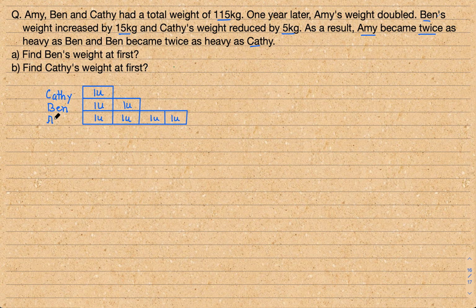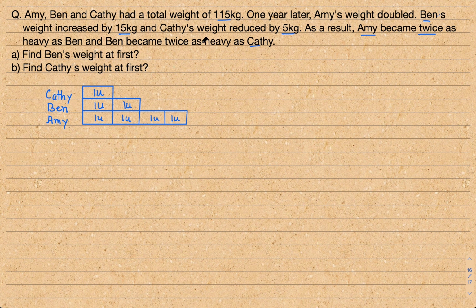Let's label it quickly. So remember, this is after 1 year. That means that is later, right? So at the end of 1 year, Kathy was 1 unit, Ben was twice of Kathy, which is 2 units, and Emmy, who was twice of Ben, is 4 units, right? Then what can we do?